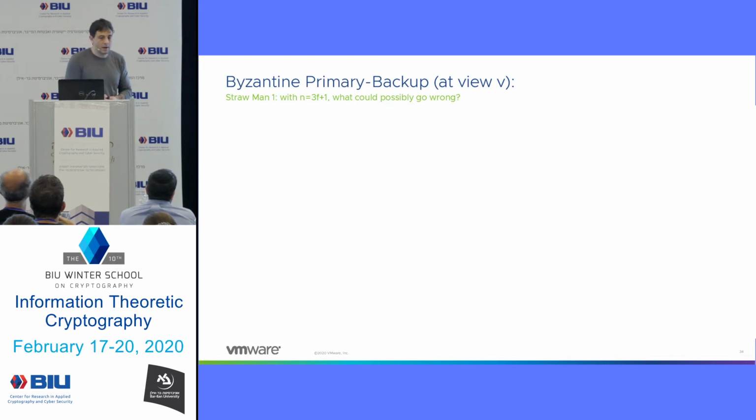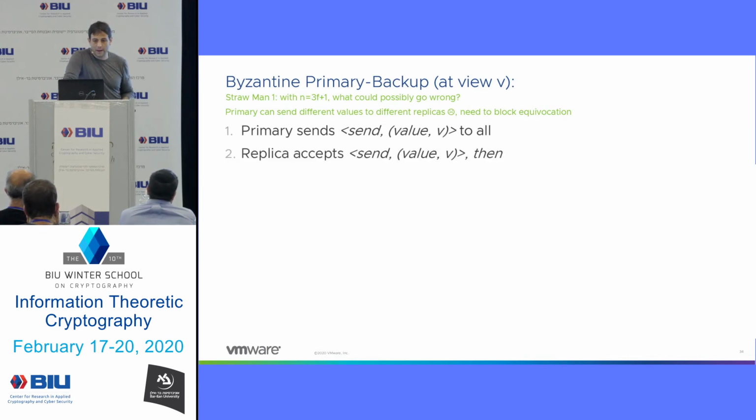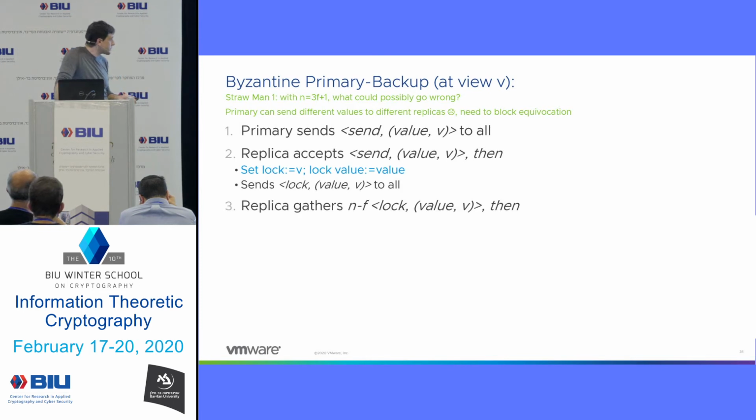Okay, so here's kind of the strawman protocol. So again, this is this two-round protocol. You send a value, the replica accepts it, marks that it's locked, and sends the lock value to everybody. So I'm just replacing the name acknowledgement with this word lock. I didn't change anything else. I gather n minus f different lock values, and then I decide.